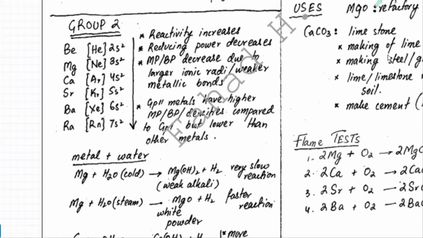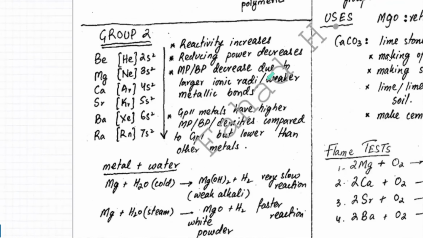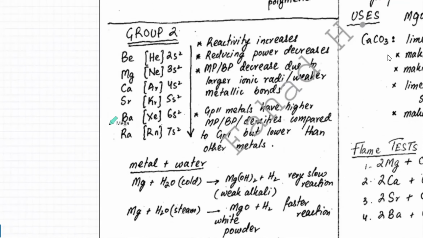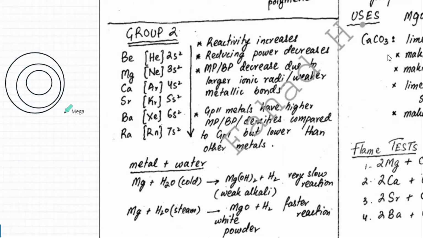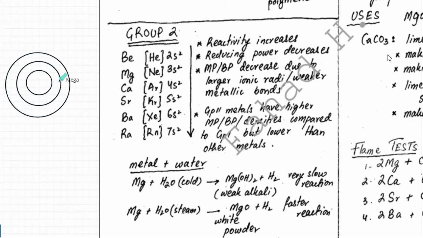So starting with the first thing, group 2, you've got your electronic configurations. All of them have 2 valence electrons in the outer shell. So any group 2 element, for example, Mg, is going to have 2 electrons in its valence shell. And when it loses electrons, it's always going to form a 2 plus ion.